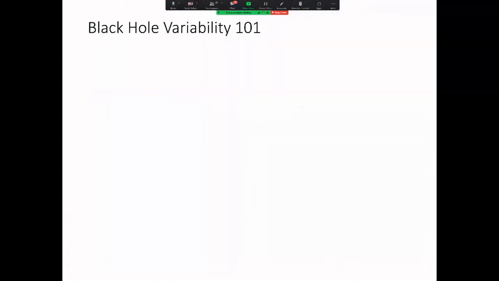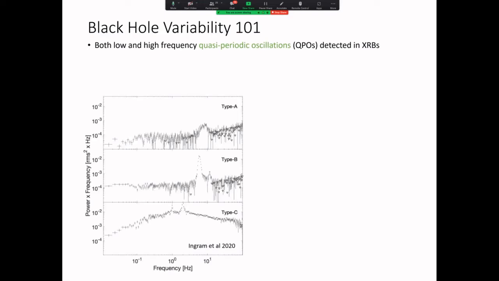Now I arrive at the second part of the talk, where I'm talking about the variability in black holes, which is really interesting. For several decades, we have seen quasi-periodic pulsations in the light curves of black holes. They are there, and no one really knows what they are. There are several types. The first big category is the low-frequency quasi-periodic oscillations.